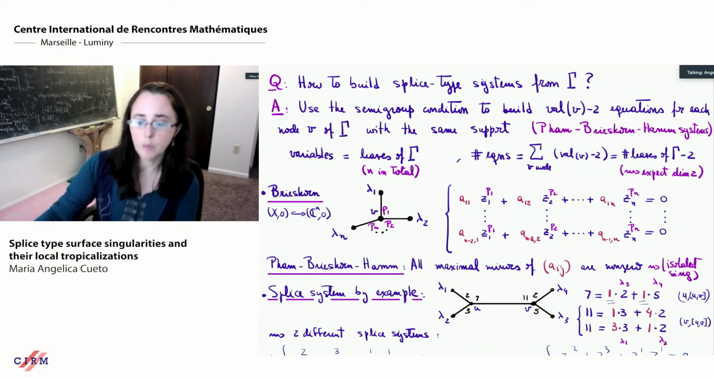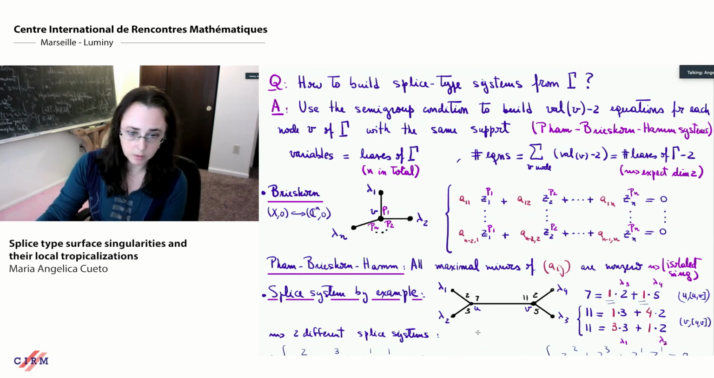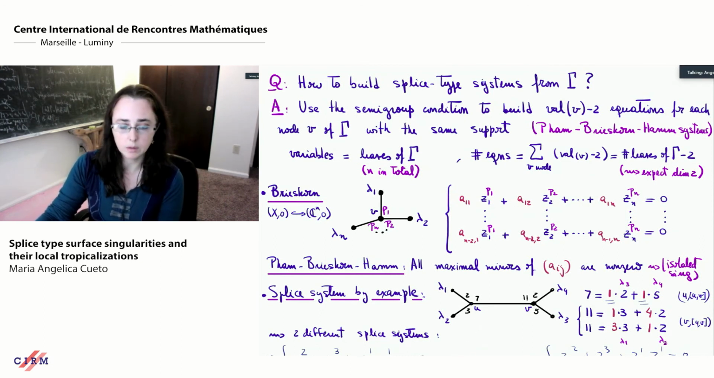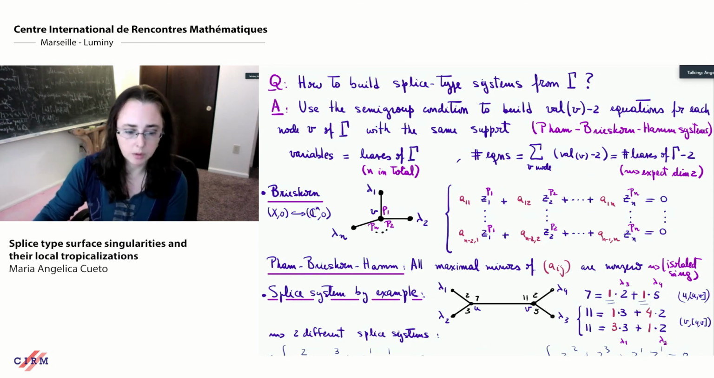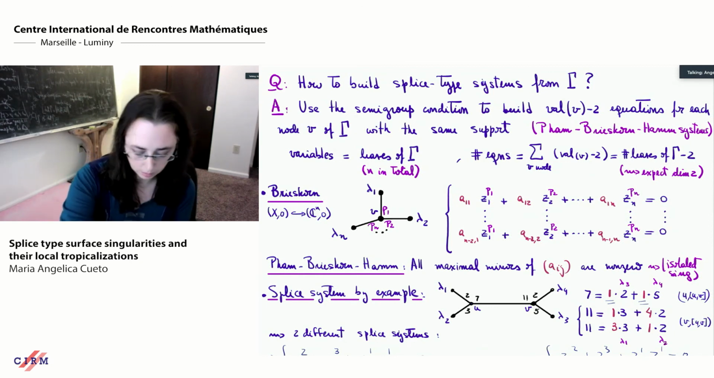Of course, you might wonder, well, for every splice diagram, I'm going to build one splice system. I have to make a choice. And so, we'll talk a little bit later about what happens if I choose one monomial instead of the other in various contexts.